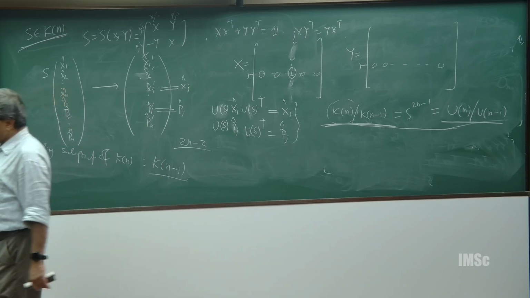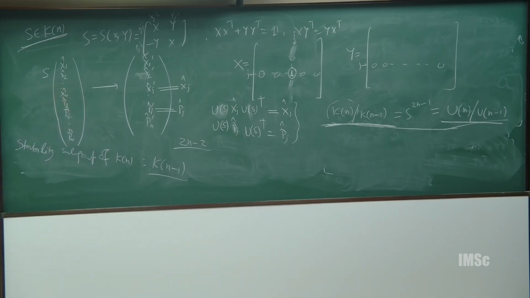Okay. So you originally started this discussion by asking whether any element of K n can transfer a vector in this unit surface S 2n minus 1 to any other vector. Yes.